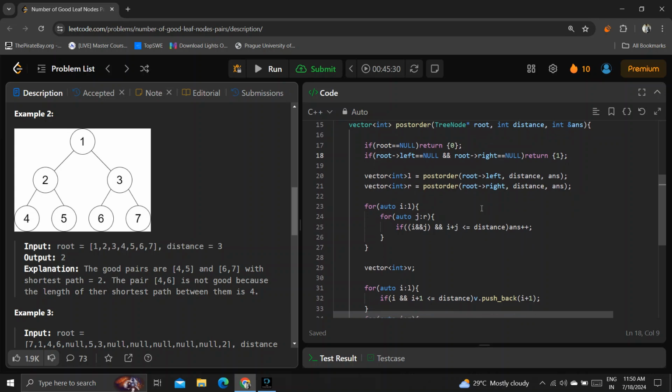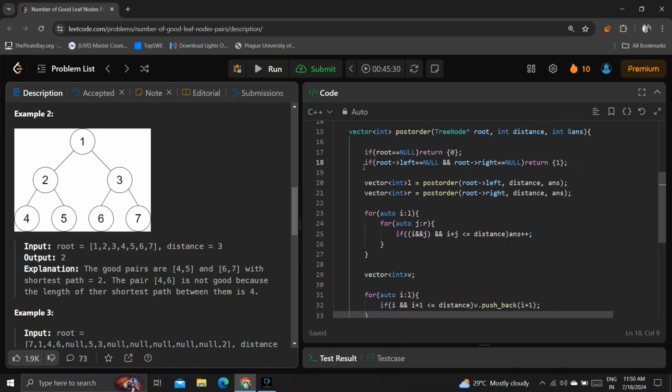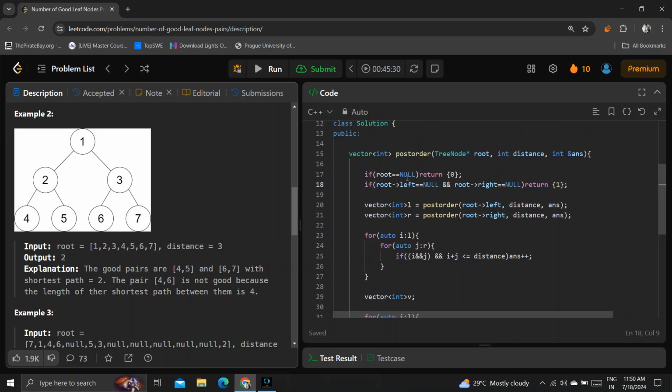Okay, now suppose we are here. First I will check the root against the base case. Whenever we move to this 4, its left is null and its right is null, so it will return 1. Similarly for this one, its left is null and its right is null, so it will return a vector containing the value 1. Okay, you have got it.